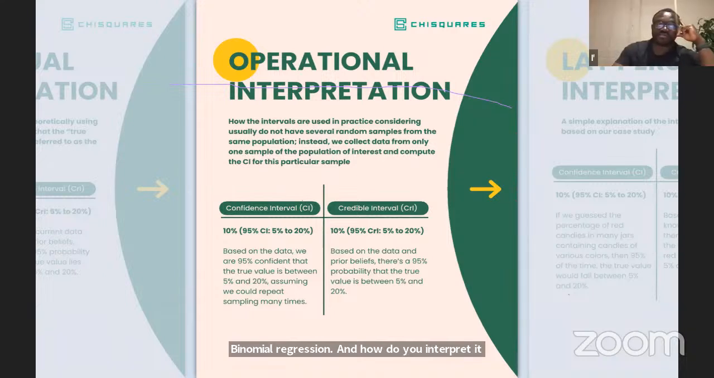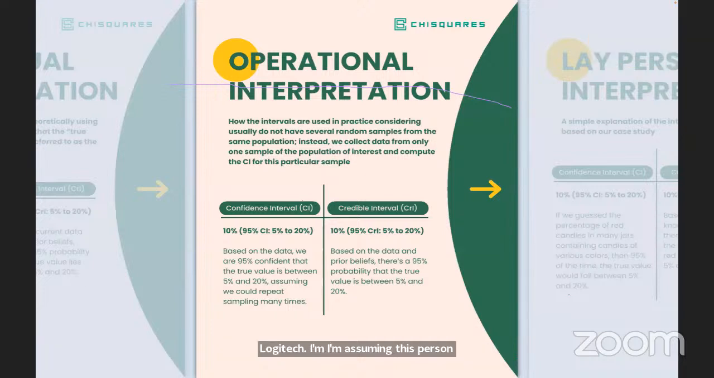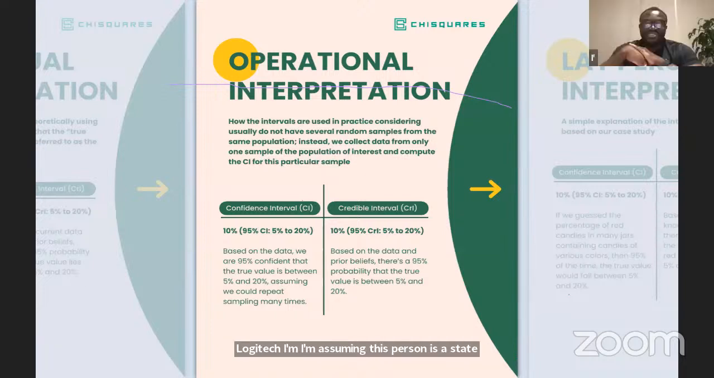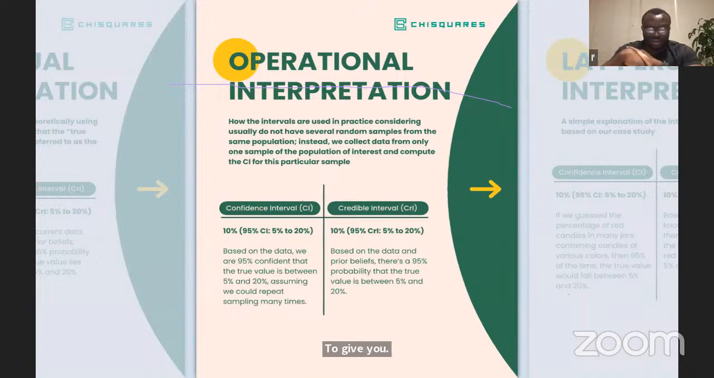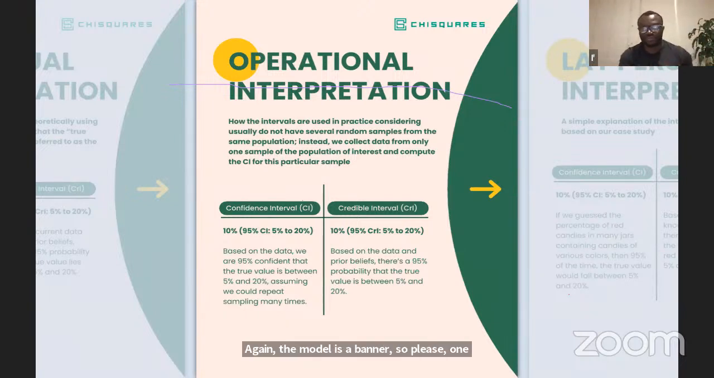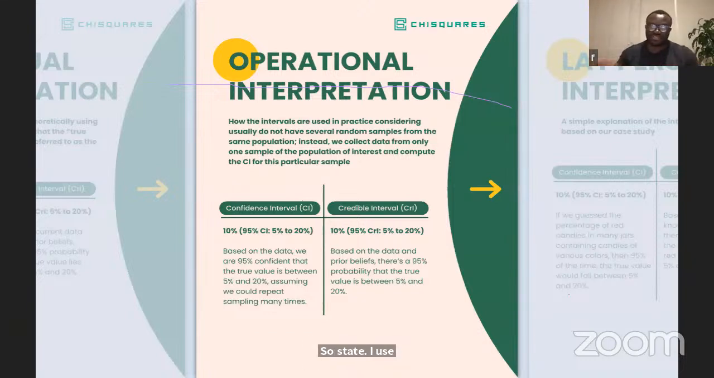So, logit, I'm assuming this person is a Stata user. Logit is just a command in Stata to give you the log odds in a binary logistic regression. So again, the model is a binary logistic regression. Please distinguish issues of commands. Commands are specific to software. So Stata might use logit, but another software might use another word. We're not really interested in whatever the command is.